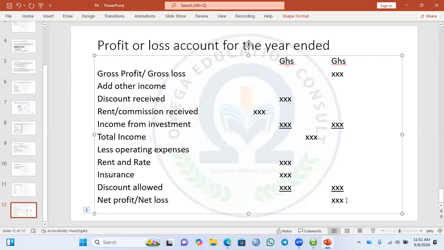And the reverse is the same for a loss. So professors, this is the simplest format of the profit and loss account. Please, any question? Any question? Any question?